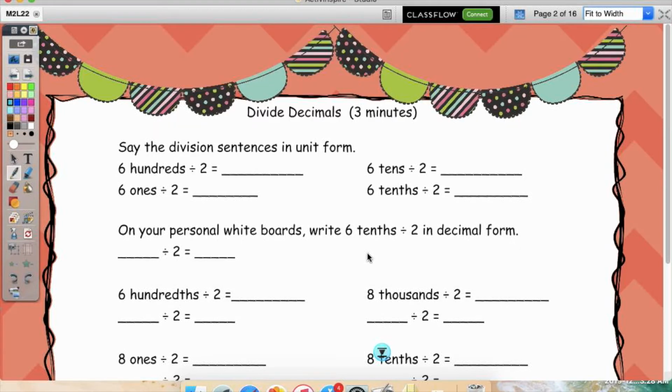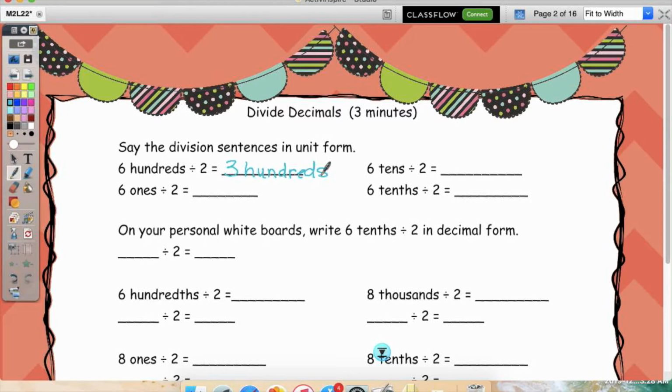Okay, so we're going to start with unit form. These two are not decimals. Well, actually, there's 3 that are not decimals. See that? So 600ths divided by 2 would be what? 3 what? Hundredths. So go ahead and write it down. And you need to write it, the whole thing, in word form. Try and get it on the line better than I did.